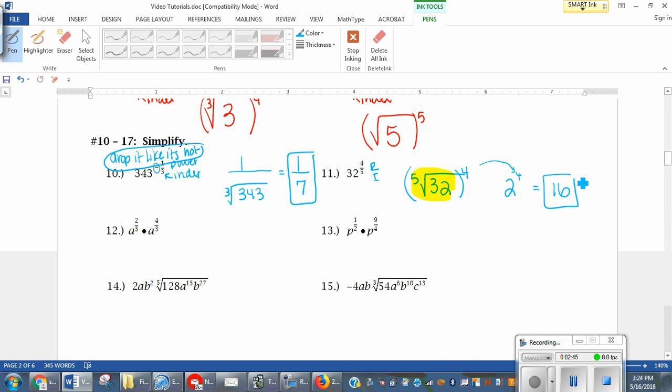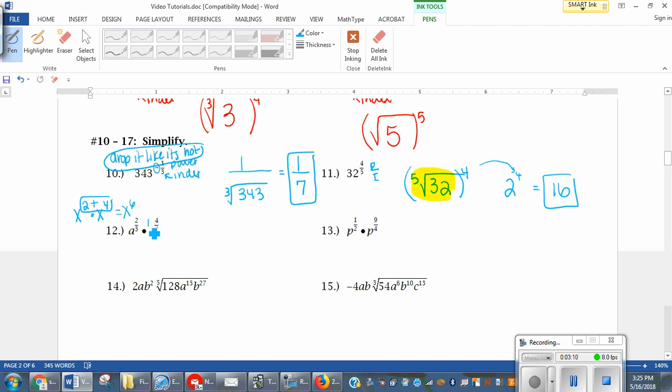When we take a look at 12 and 13, those are applying our product rule, where if we had x to the 2nd times x to the 4th, you're probably asking yourself, does it become 6 or does it become 8? It'll become 6 because what you're doing is you're adding these.